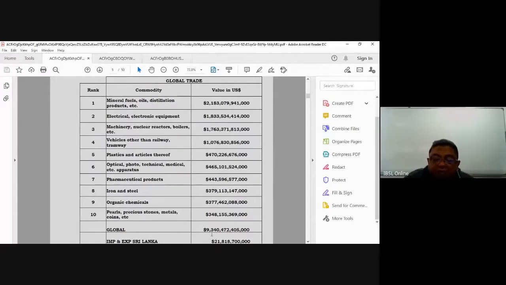So can you see 9 trillion 340 million. Just imagine this is the global market for these listed products, and we are only at something like 21 billion. Don't you think there's a lot of potential in the world for us to go and explore and increase this quantum?